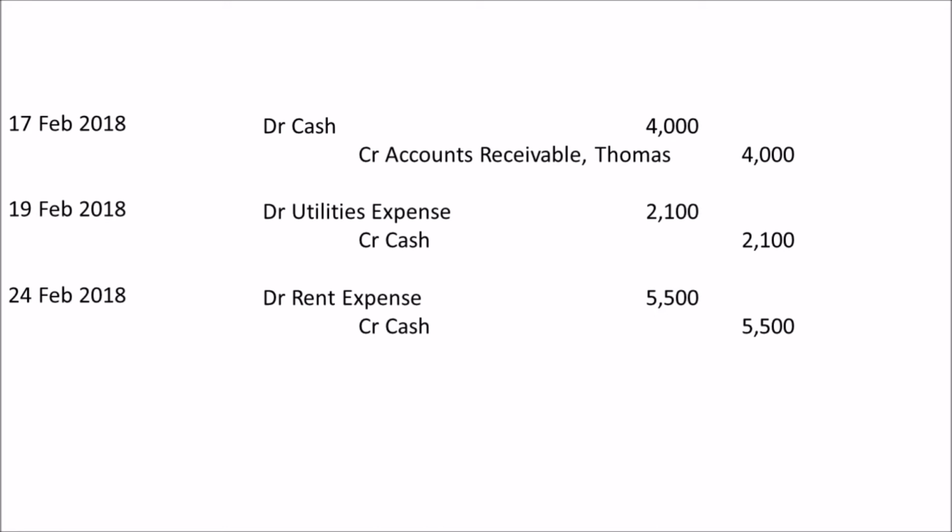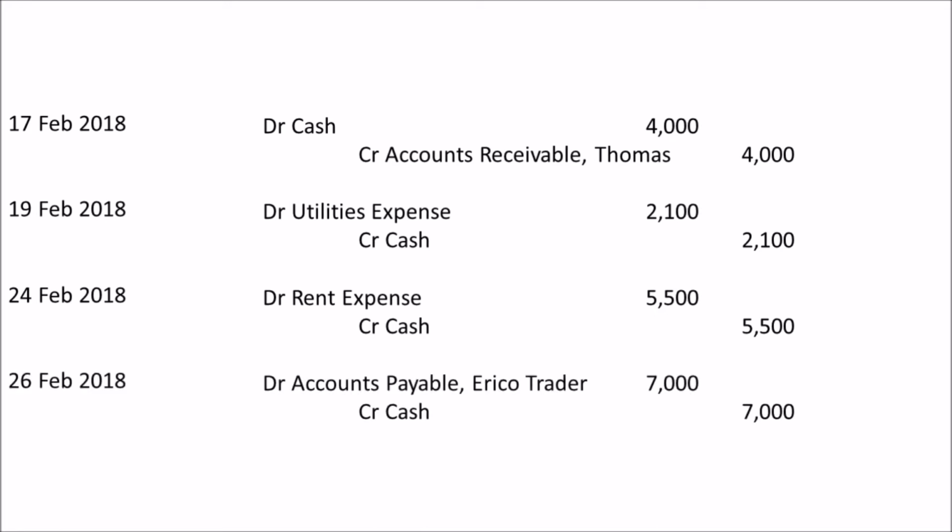Last transaction for the month, 26th February, debit accounts payable, Erico Trader, and credit cash by $7,000. The company paid its suppliers for outstanding debts. We have completed part A.